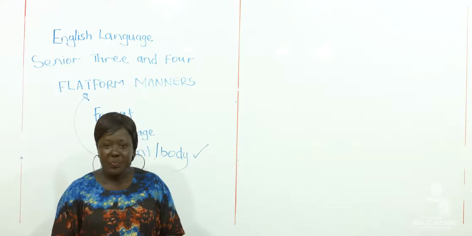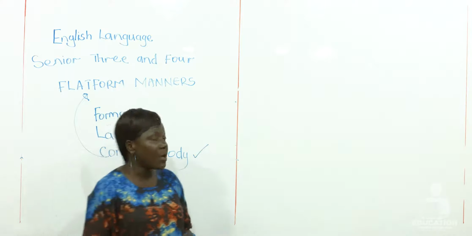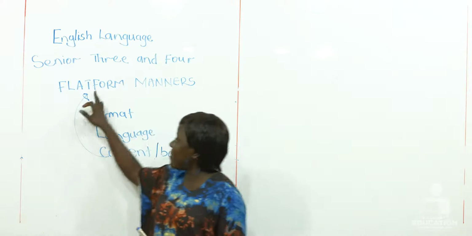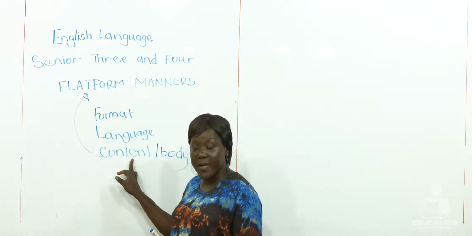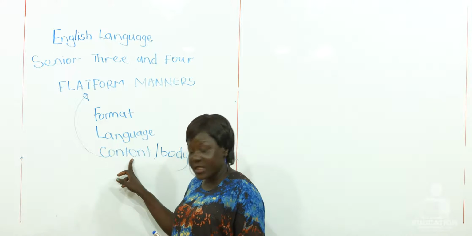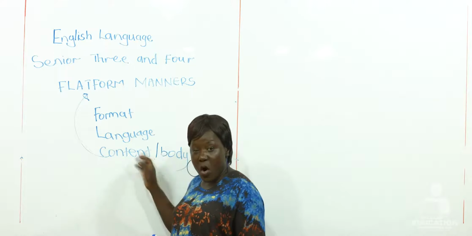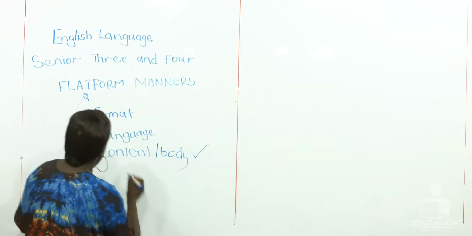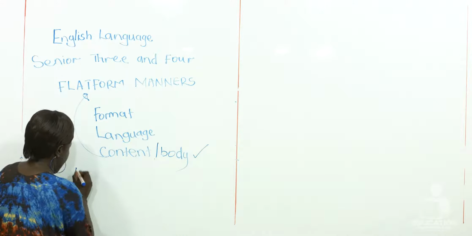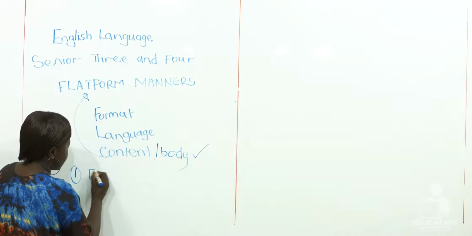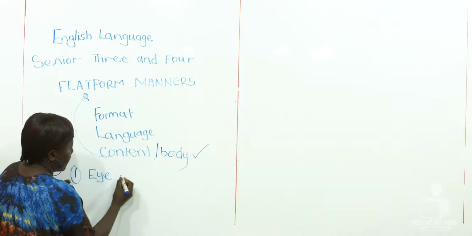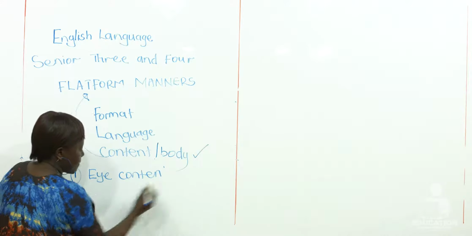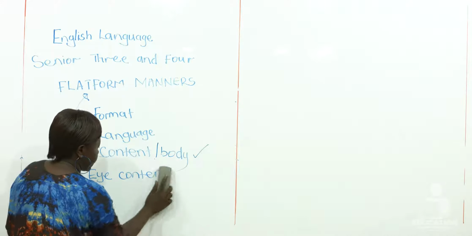One, let us look at what we call eye contact. Eye contact is one of the platform manners that will lead you into developing of the content or the body of a speech. One, you can write it down there. One of the platform manners. Number one, eye contact.